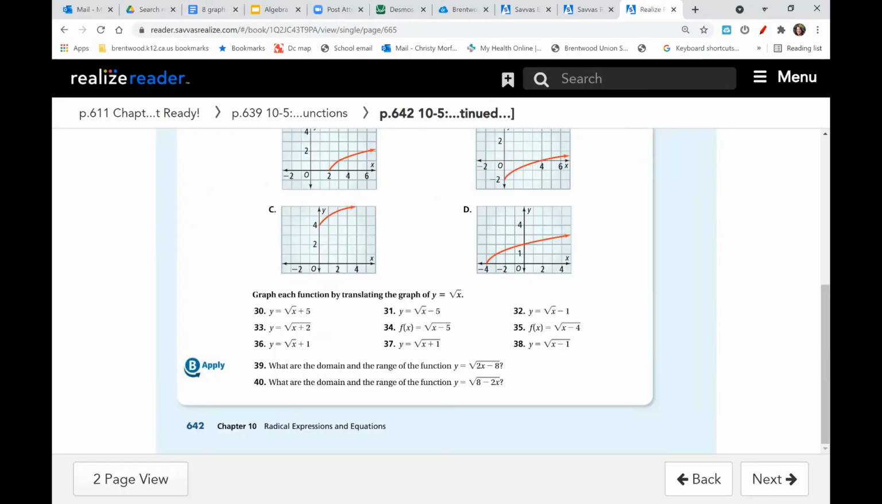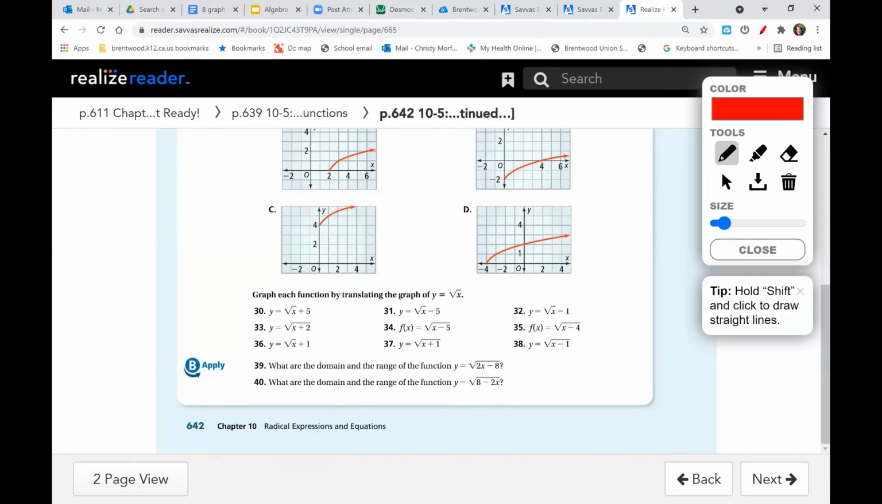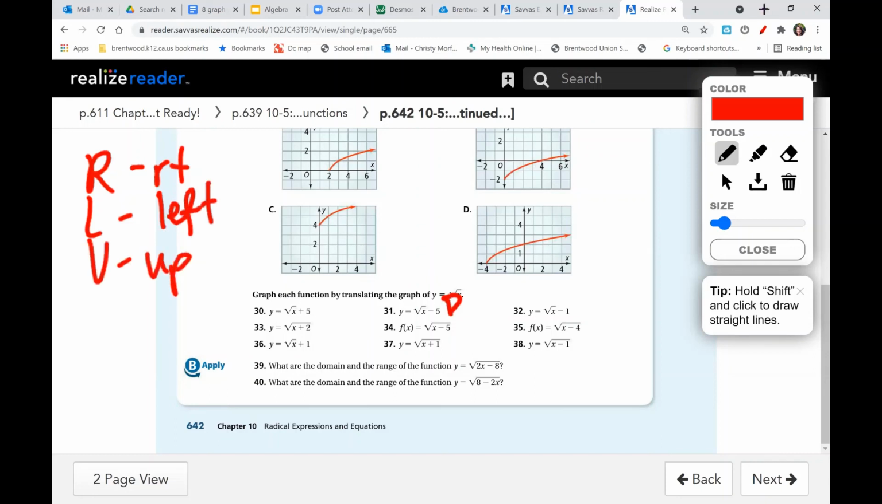I don't know why, but that section is way easier than the one we just did. They're all just shifting. Every single one of those is either just shifting left, shifting right, shifting up, or shifting down. So I'm just going to do that for you. I'm going to put what the shift should be. I might make mistakes on purpose, and you need to tell me in the chat where I made a mistake. So I'm going to put R for right, L for left, U for up, and D for down.